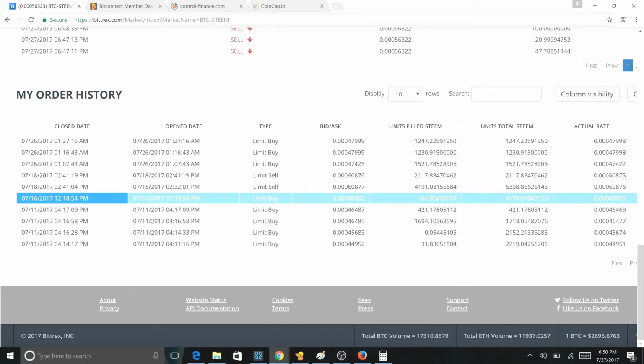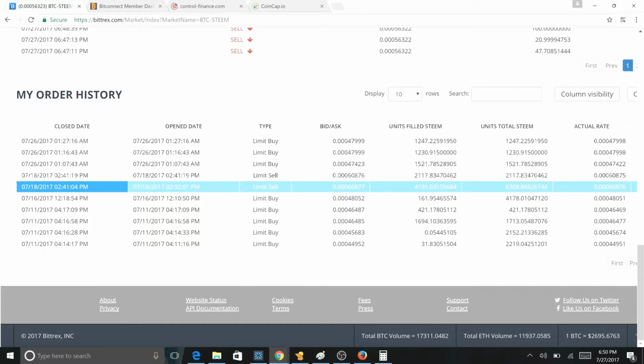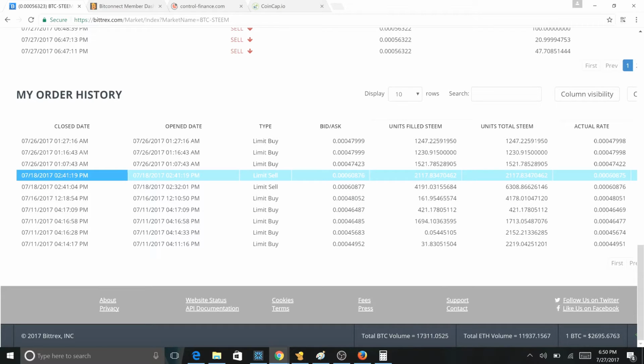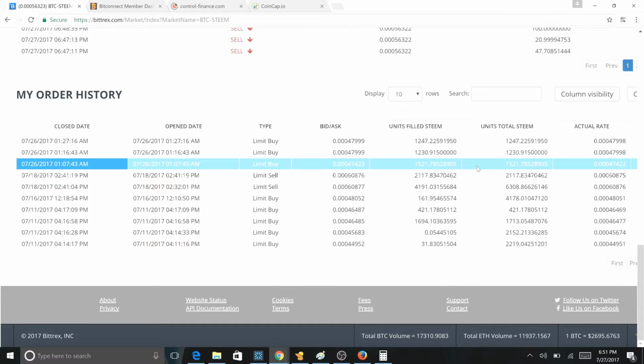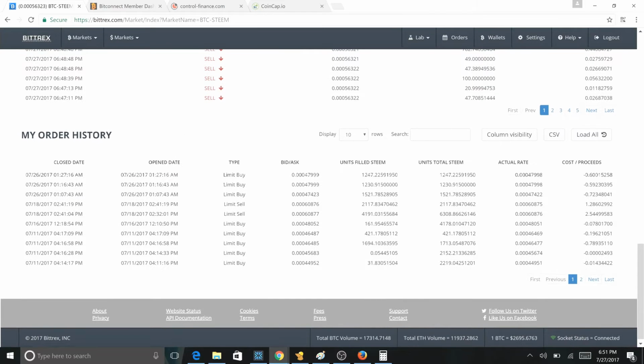And I sold 6,308 units of STEEM at that point. Then I sold 2,117 more for quite a significant profit. We're talking about over a Bitcoin here. So I sold out of STEEM and it was kind of going sideways for about a week or so. And then when Bitcoin took its bad drop, STEEM took a drop as well. And I noticed it again in the 47,000 Satoshi range. So I naturally scooped up about 4,000 units.